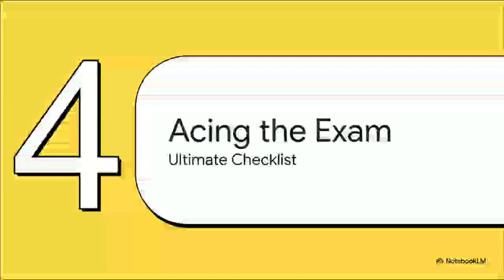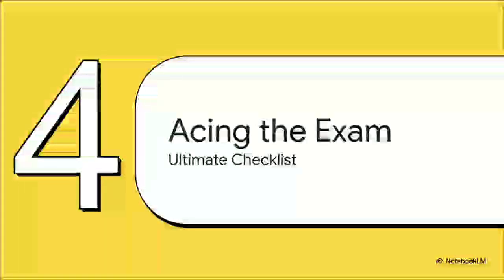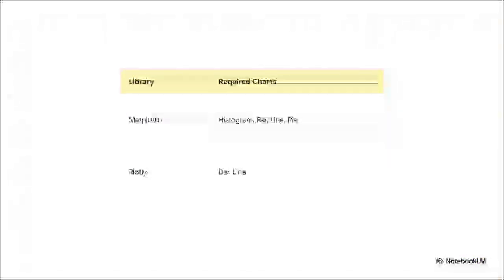Let's bring it all home. Section 4, Acing Your Practical Exam, the ultimate checklist. Let's move to our synthesis and see how this all builds into a complete strategy. This brilliantly illustrates your entire battle plan in one place. Honestly, if you only remember one thing from this entire explainer, take a mental screenshot of this matrix right here. On the left, Matplotlib, serving as our broad foundation with its 4 mandatory charts: histogram, bar, line, and pie. On the right, Plotly, keeping things hyper-focused with the essential 2, the bar and line chart. Having this exact mapping locked in your brain guarantees you'll never pull the wrong tool for the wrong library when it counts.